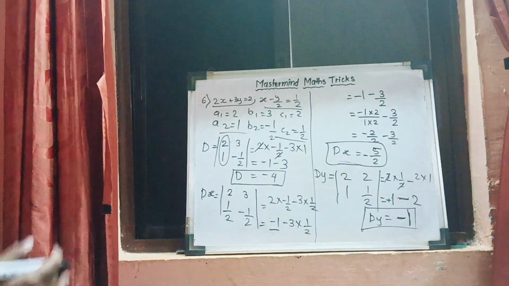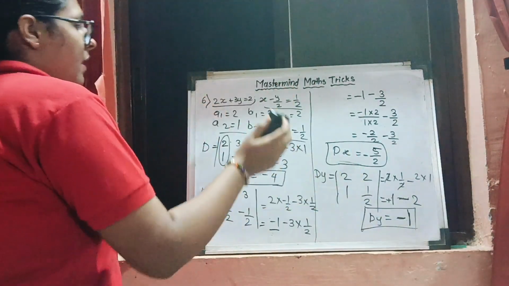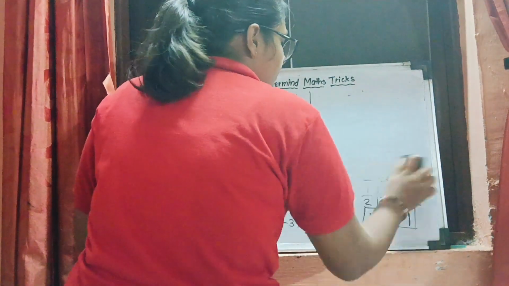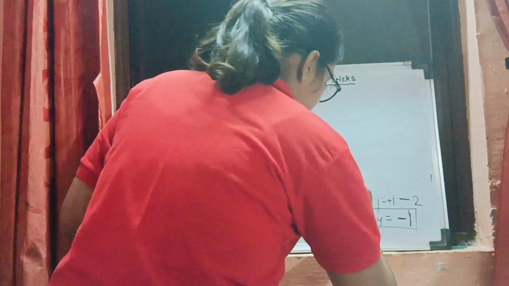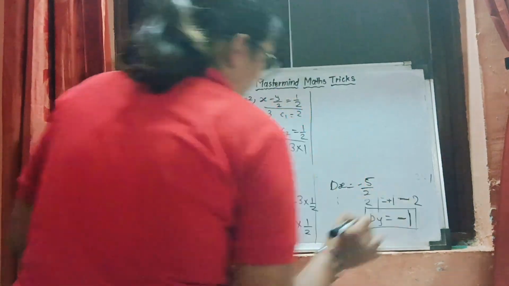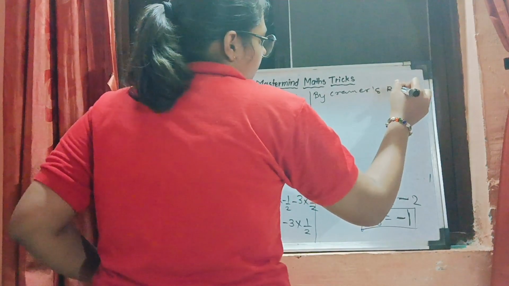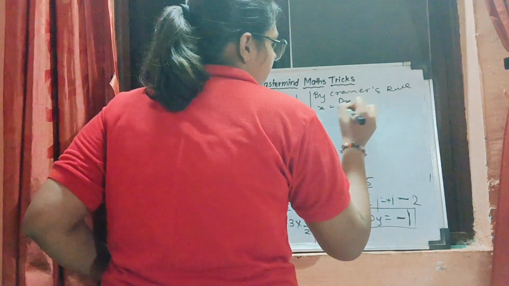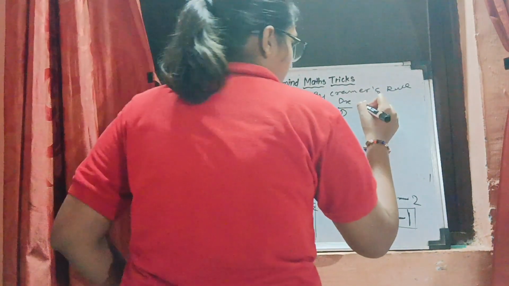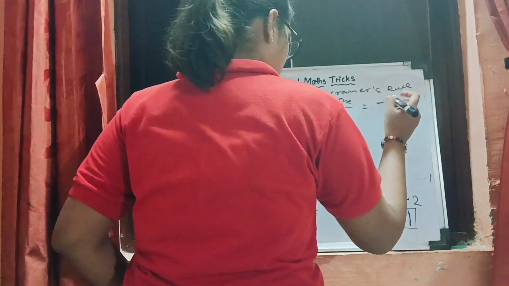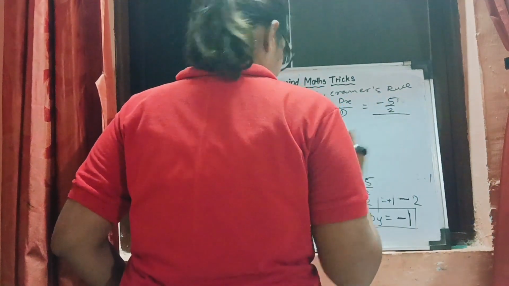Now finding the value of dx by Cramer's rule, I will write here only, minus 5 by 2. dx is equal to minus 5 by 2. By Cramer's rule, x is equal to dx upon d. What is the value of dx? Minus 5 by 2 upon minus 4.